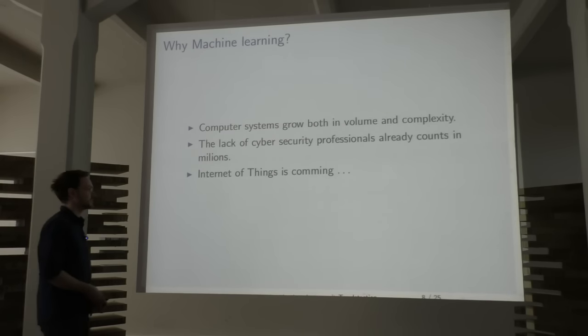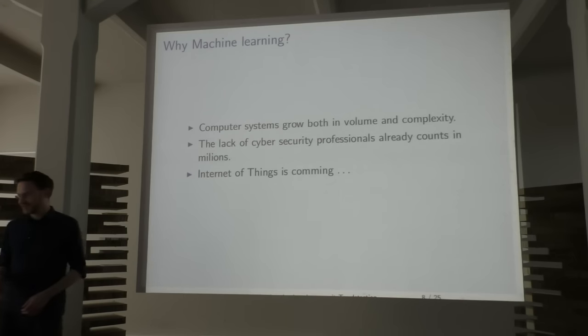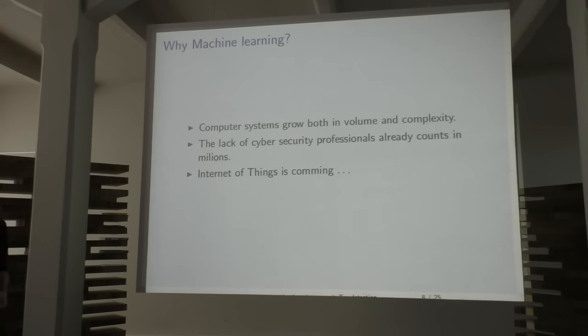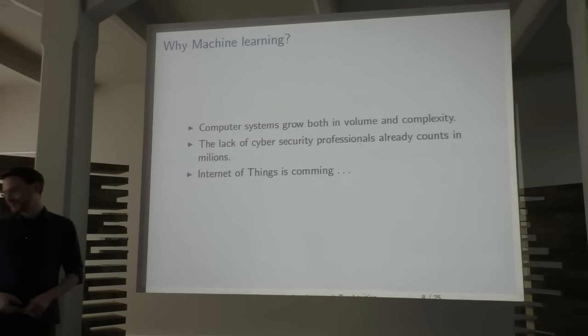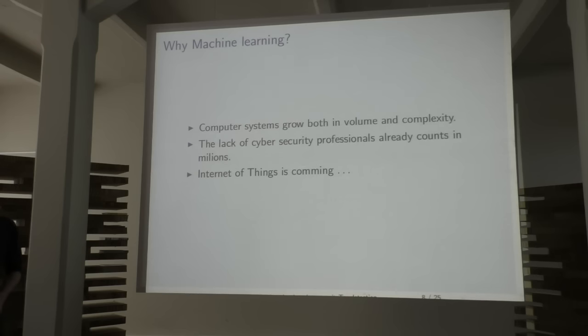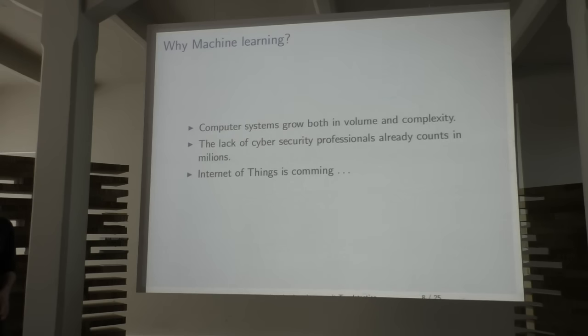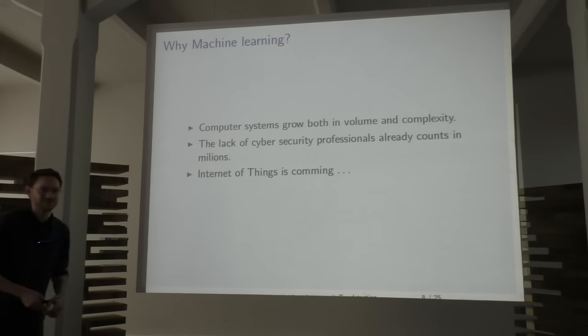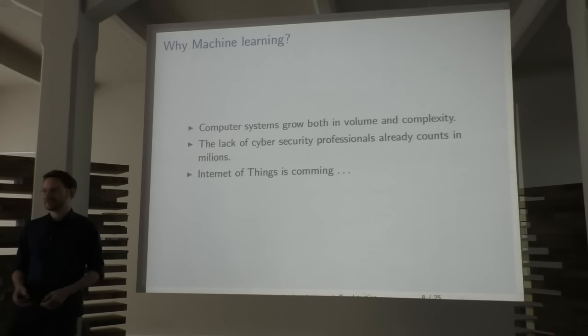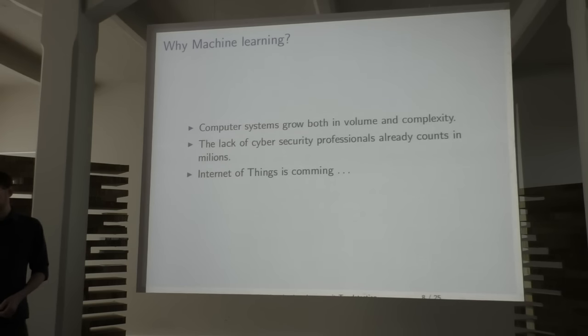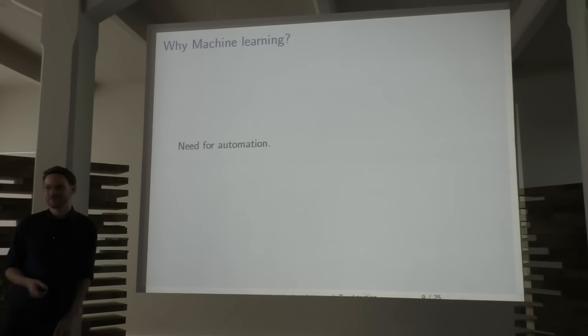Now, why machine learning? The thing is that the computer systems grow in volume and in complexity quite steadily, and it will be even worse because the Internet of Things is coming, and when it's here, basically every device will be connected to the network, which is, from the security point of view, a disaster. And today we lack some millions of security professionals worldwide, and as I said, it will be worse. So the answer for this is automation, as usual.